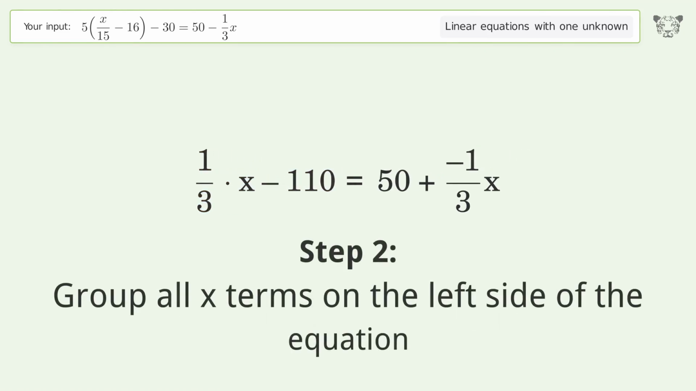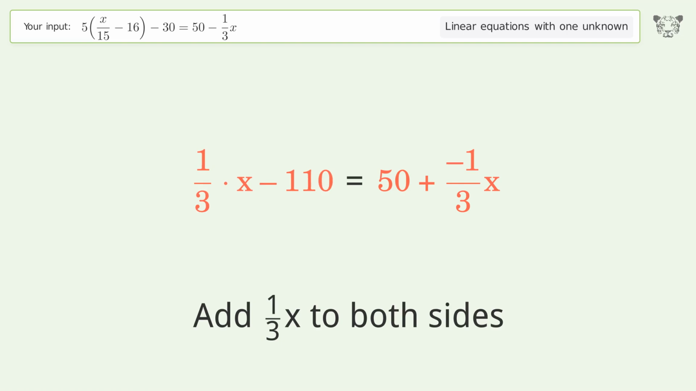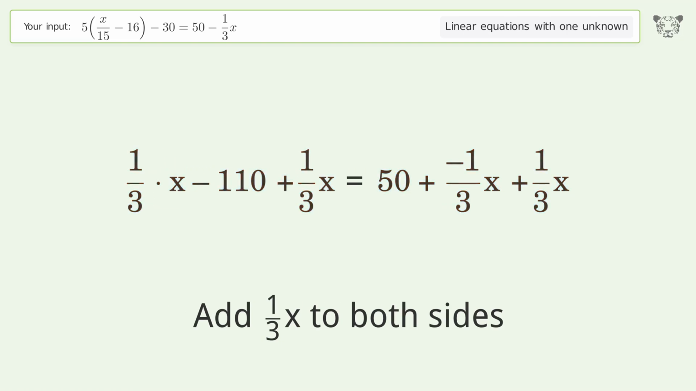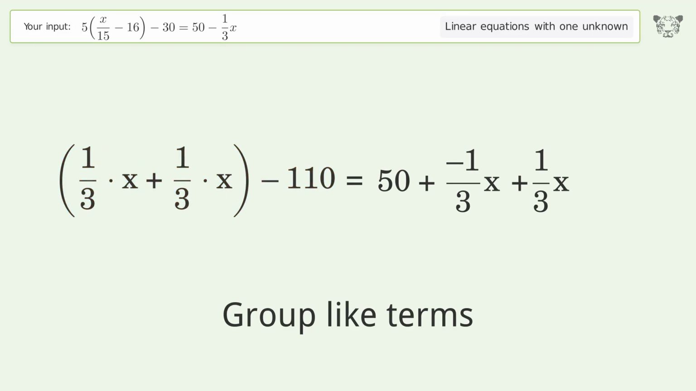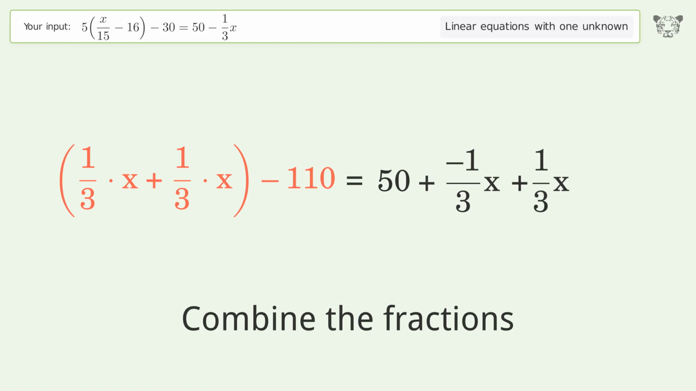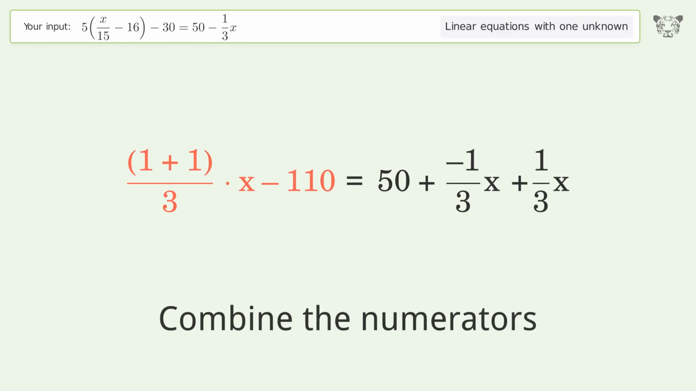Group all x terms on the left side of the equation. Add 1 over 3x to both sides. Group like terms. Combine the fractions. Combine the numerators.